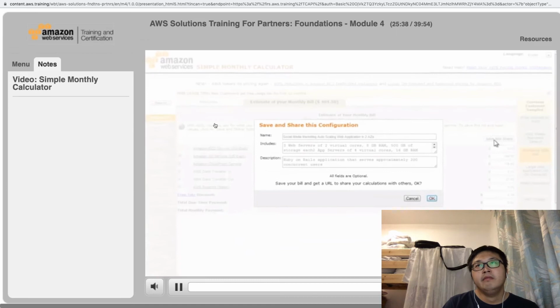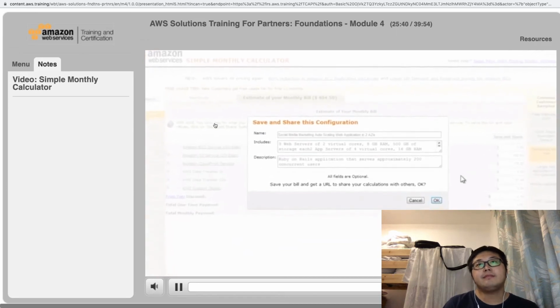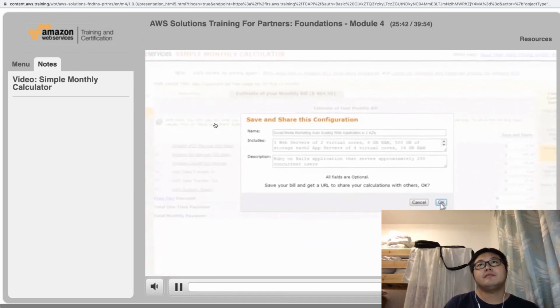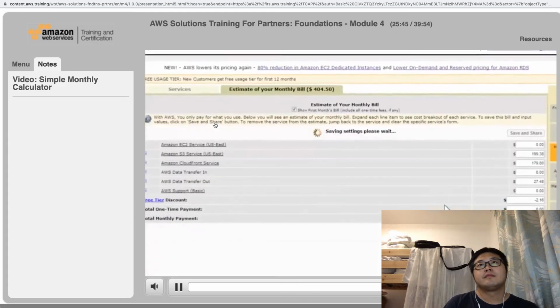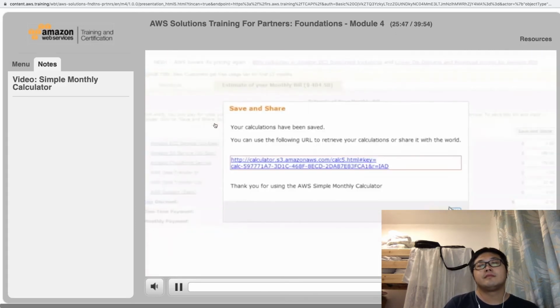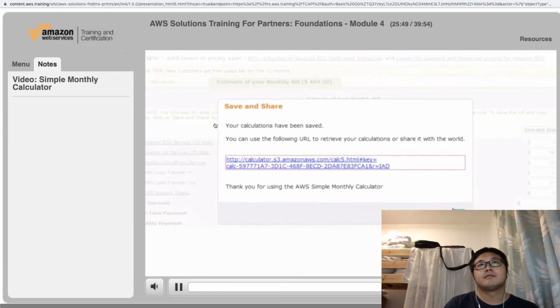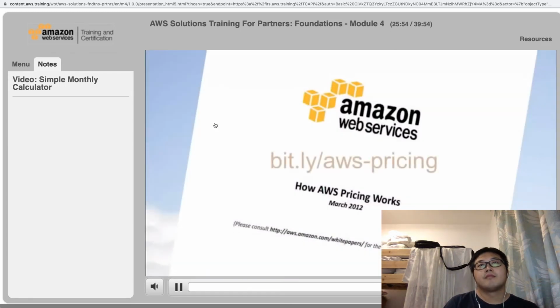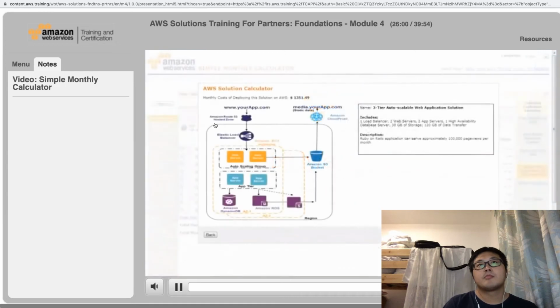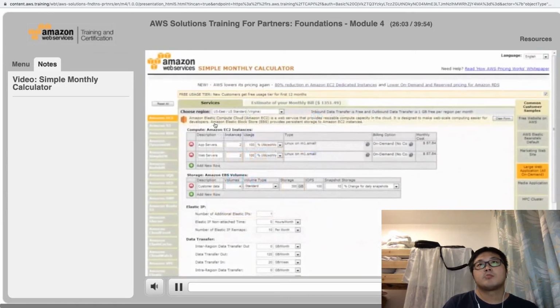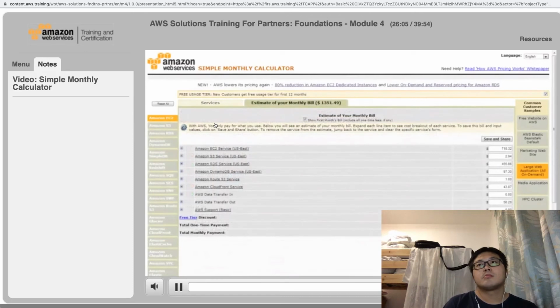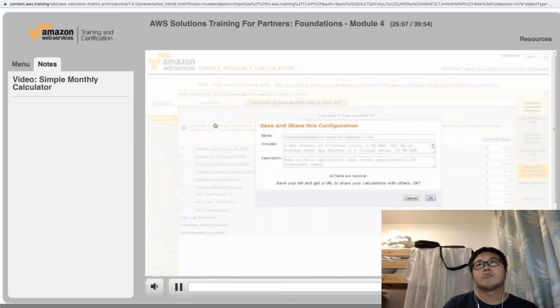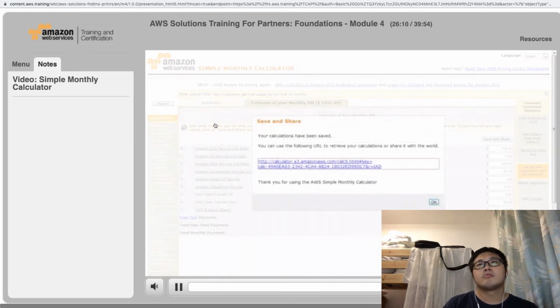When you click the Save and Share button, a dialog box opens where you can provide a name and description of the estimate and a list of the resources used in it. Then the calculator saves your estimate on a web page and generates a unique URL that you can share online with project stakeholders. To achieve the highest performance and most cost-effective cloud solutions, we encourage you to consult our white paper, How AWS Pricing Works. In this video, we've given you an overview of the AWS Simple Monthly Calculator, an easy-to-use, flexible way of acquiring and sharing accurate estimates of your monthly Amazon Web Services costs.